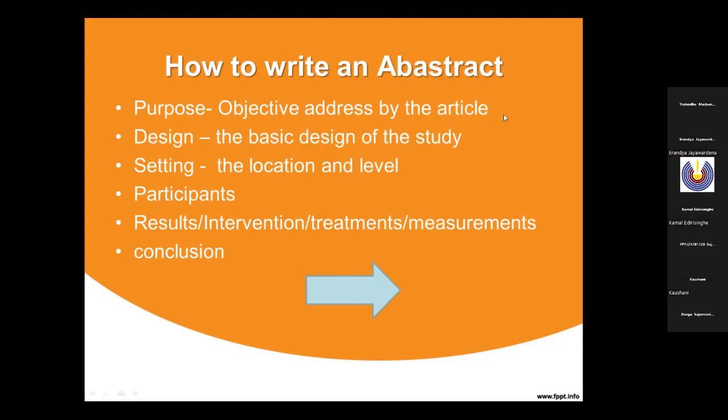Some symposiums expect only abstract submission. It is a one-page paper, not two pages. Within one page, you have to write it. As one example, this is an abstract from a symposium in 2017. It included only the abstract. This is one abstract with the keywords. Normally, five or six keywords are included.